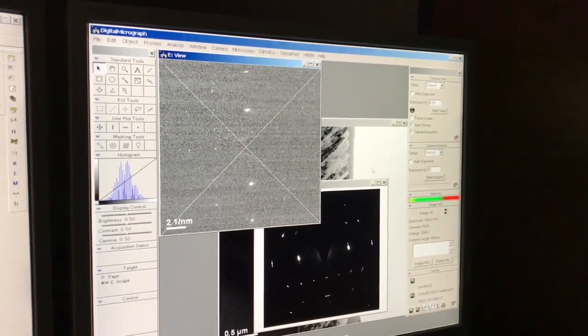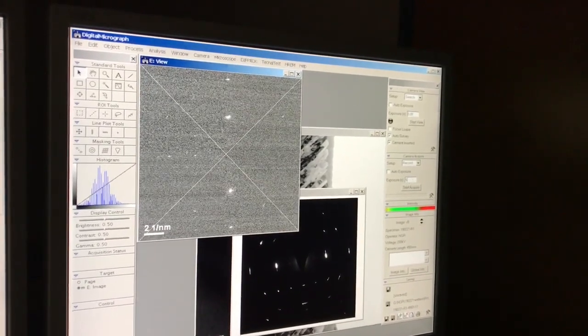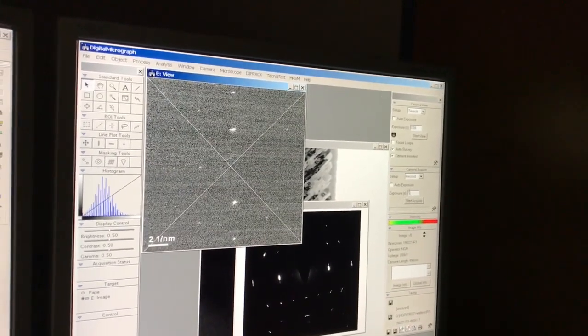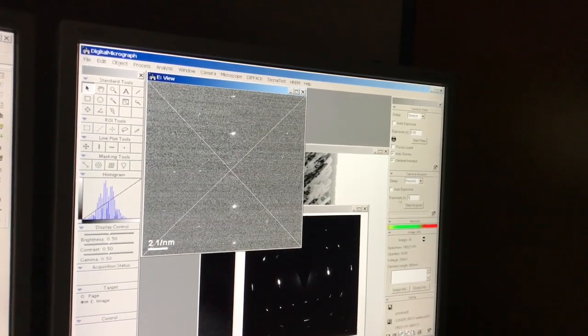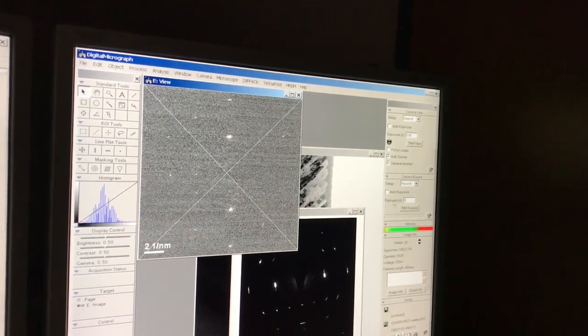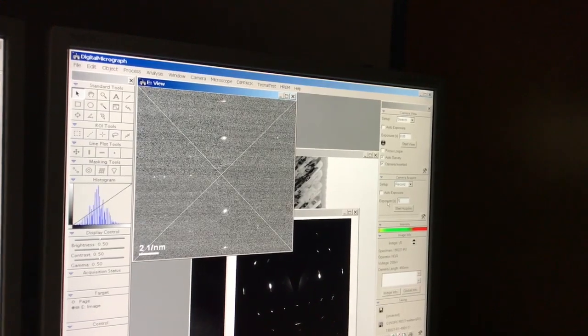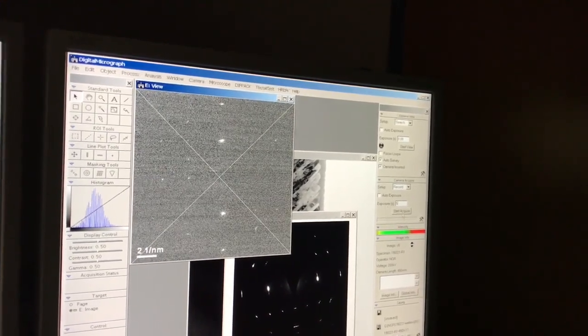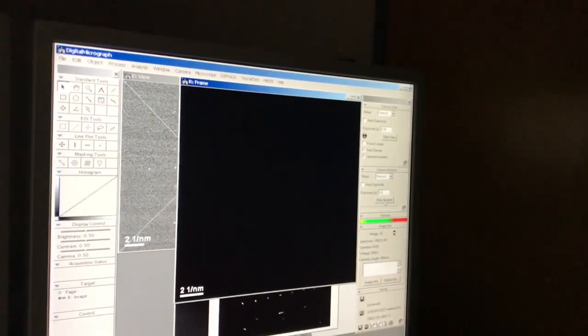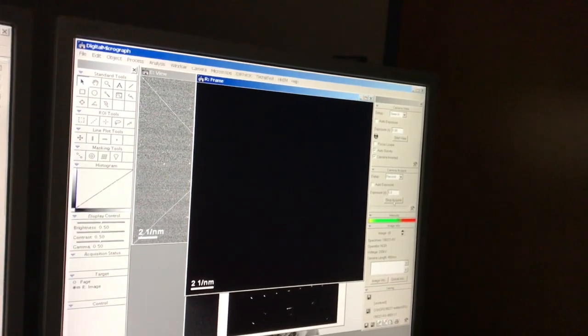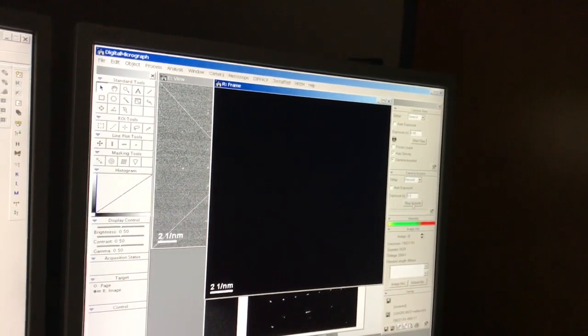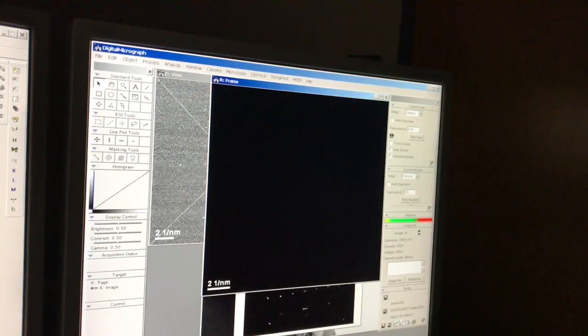Okay, so my max counts should increase by whatever the factor is. So if I go from 0.1 to 5, my max count should increase by a factor of 50. Okay, so I'll go ahead and do the acquire here. It's going to take 5 seconds. We should see something a little bit better.